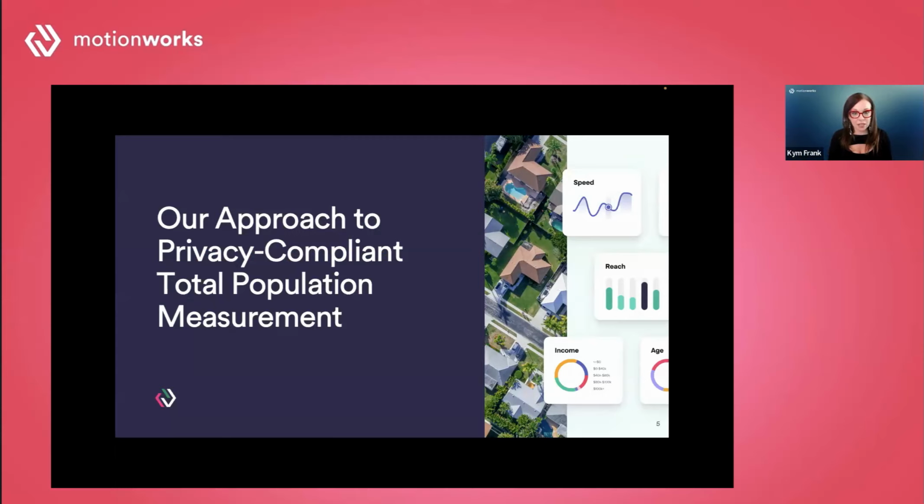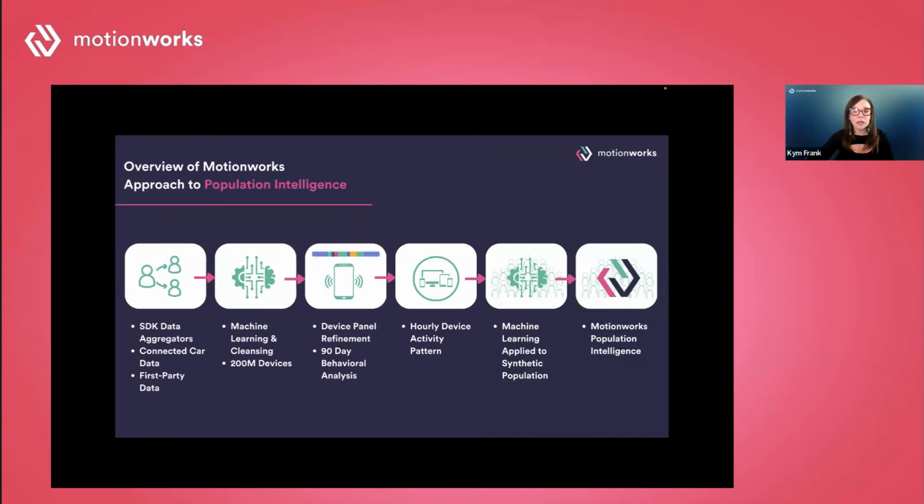Another big differentiator for Motionworks as a company is our commitment to the responsible, privacy compliant, and ethical use of location data. Many companies in the location data space are focused on devices and the movement of those devices within a point of interest. Motionworks is focused on measuring the full anonymized population, on measuring people, not devices. Our approach is free from PII, it's completely anonymized, and it cannot be reverse engineered to expose any kind of sensitive information. In order to build our total population measurement solution, we start with data from multiple SDK aggregators.